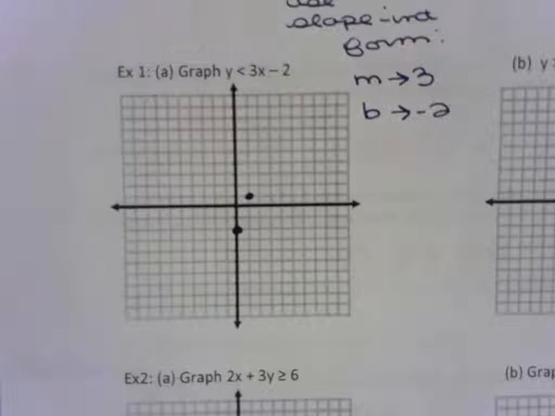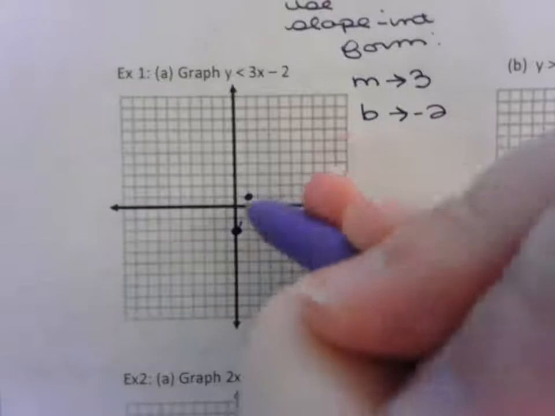Now this is an inequality, so something you need to do is check whether my line is dashed or full. Is this a dashed or full line? Dashed, because it is not equal to. If there's any chance of it being equal to, then it is a full line, whether it's less than or equal to or greater than or equal to. If it's just less than or greater than, it is a dashed line.